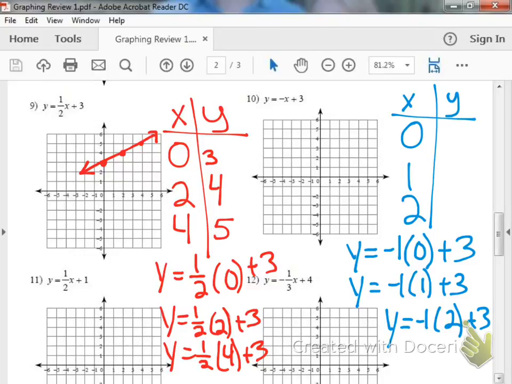Negative 1 times 0 is 0. 0 plus 3 is 3. Negative 1 times 1 is negative 1. Plus 3 is 2. Negative 1 times 2 is negative 2. Plus 3 is 1. To graph those, I go left and right 0. I go up 3. Right 1, up 2. Right 2, up 1. Connect them with a line. Arrows on the ends. Raise your hand if you have questions.